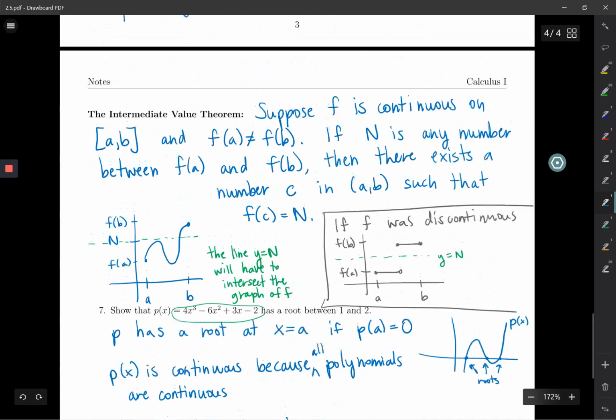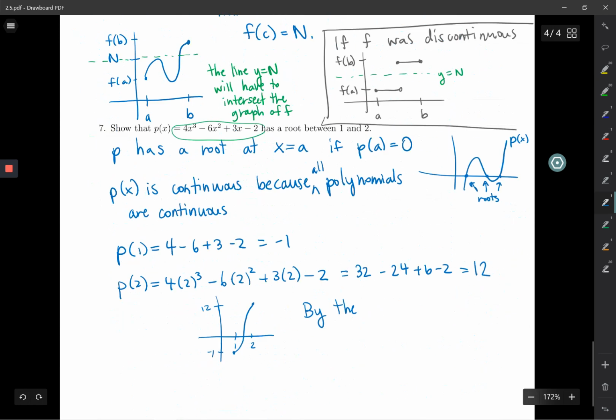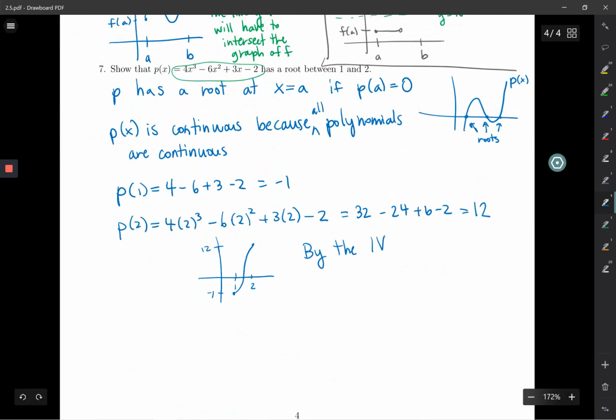Okay, but to make that precise, by the intermediate value theorem, which we will abbreviate IVT, there exists a point C between 1 and 2 such that P of C is equal to 0.